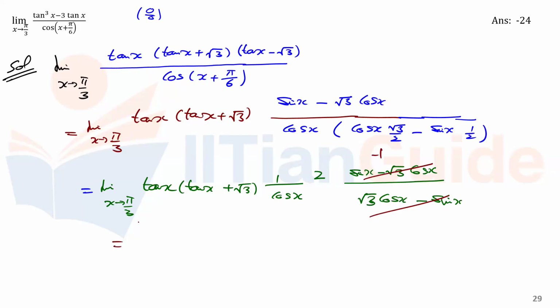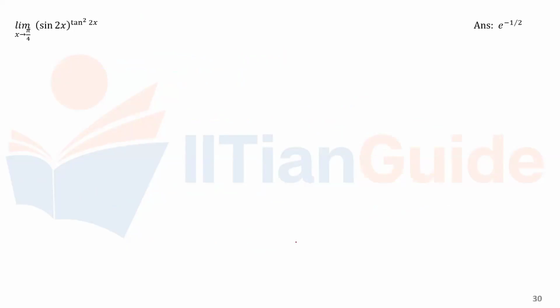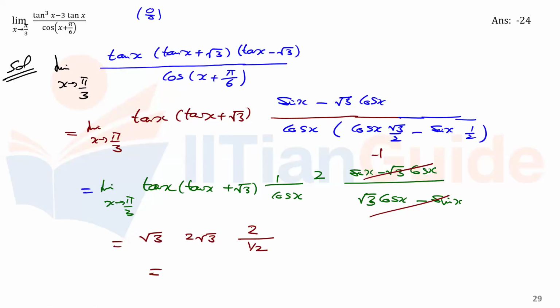Now I will put x to be pi by 3. Tan pi by 3 is root 3. Here, root 3 plus root 3 will give me 2 root 3. After that, 2 is in the numerator and cos pi by 3 is half. If I simplify, what are we getting? Tell me. 2 into 4 into 3, that is 24, with the minus sign. My answer is minus 24. Clear? Yes, sir. Yes, see, I told you the short way.